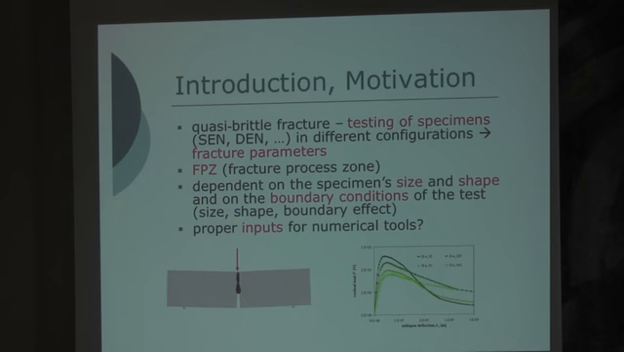But if we would like to simulate quasi-brittle fracture by numerical tools, we need to choose the proper inputs. Usually you know what you would like to obtain from the numerical models, but it's not always what you get. So it's very important to choose the proper inputs like the specific fracture energy.